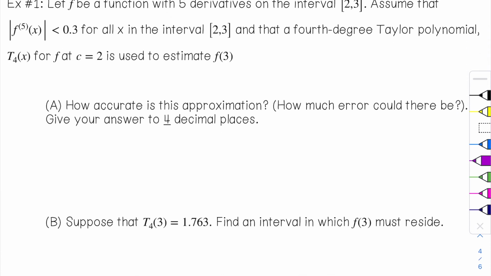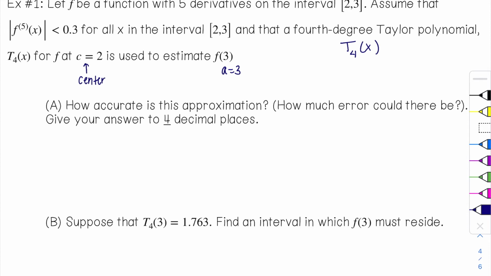So let's look at example 1. We're going to let f be a function with 5 derivatives on the interval from 2 to 3. We're going to assume that the absolute value of the fifth derivative of x is less than 0.3 for all x in that interval, and that we are using a fourth degree Taylor polynomial, T sub 4 of x, centered at c equaling 2. So here's our center point, and it's being used to approximate f of 3, so a is equal to 3. That's the value we're trying to actually find.